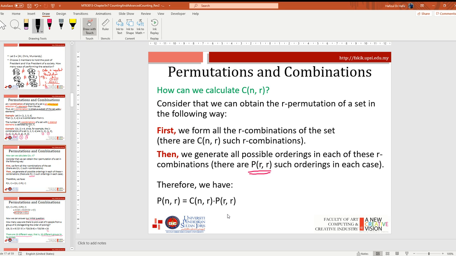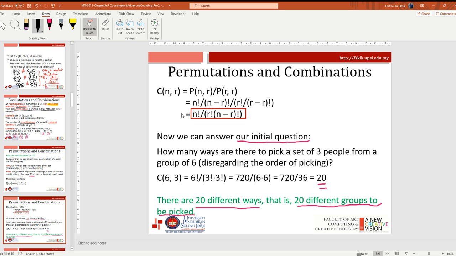So how do we calculate the combination C(n, r)? Consider obtaining the r-permutations of a set in the following way. First we form all the r-combinations, and then we generate all the possible orderings. So we have P(n, r) equal to C(n, r) multiplied by P(r, r). Combining, we get C(n, r) equals n factorial divided by r factorial multiplied by n minus r factorial.